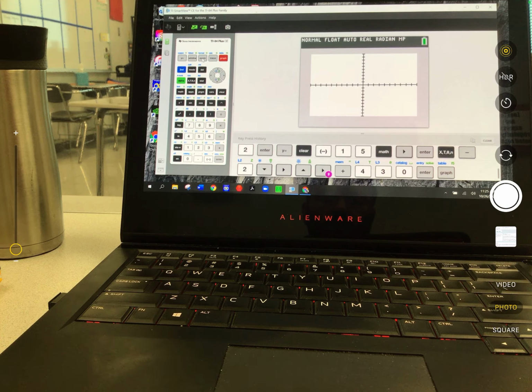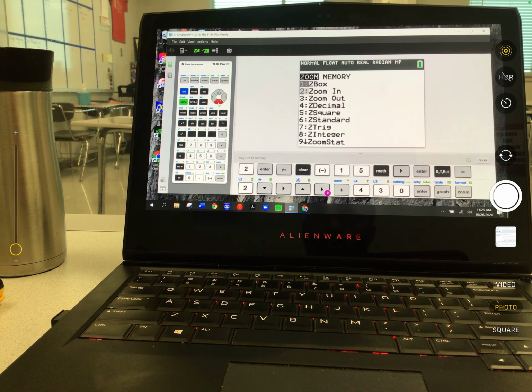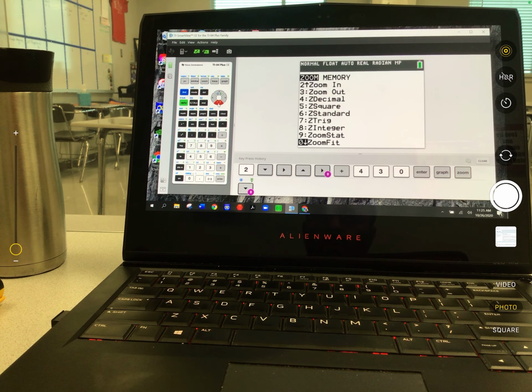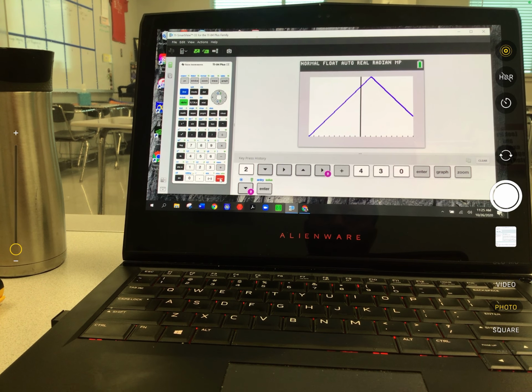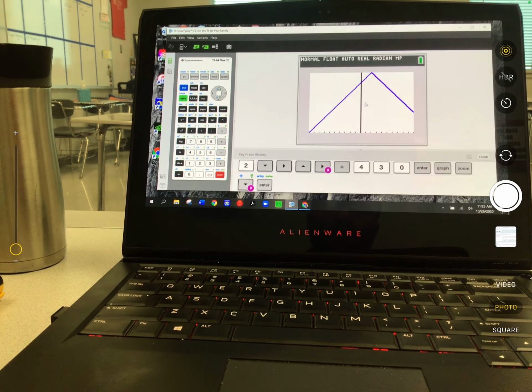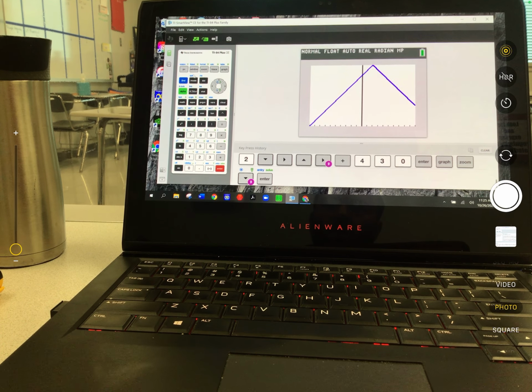So to get that into the window, if I hit zoom, and find number 0, zoom fit, that's going to make it fit in my graph. So it goes up very, very high, and I can tell it's opening down, which makes sense. And this would be the absolute value graph I expect.